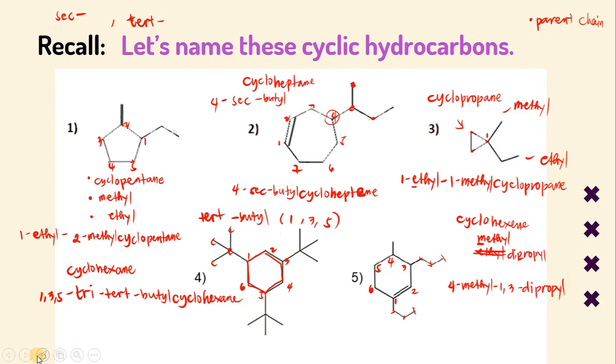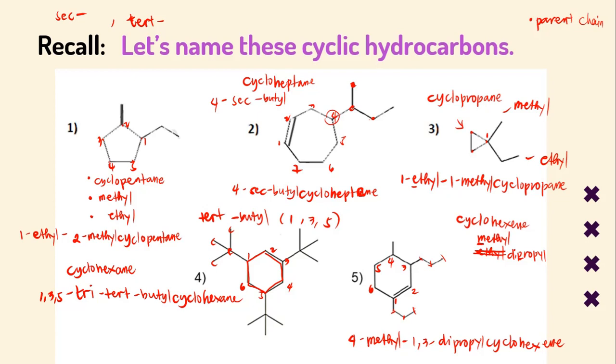Our name here, let's write it below. So it's 4-methyl-1,3-dipropylcyclohexene. Is it correct? 4-methyl-1,3-dipropylcyclohexene. Okay, if you got the correct answers, very good.